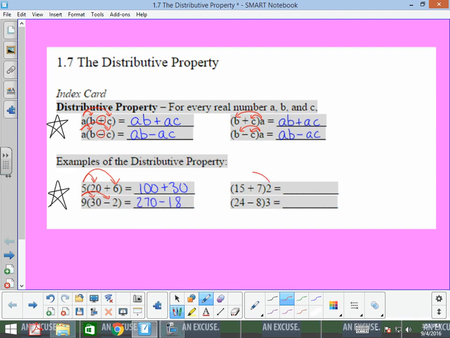Here we're multiplying 2 times 15 and then 2 times 7. So that's 30 plus 14. Remember, we're multiplying. 3 times 24 and then 3 times 8. So that's 72 minus 24. So just some examples of how you can use the distributive property whenever there's all numbers. But remember, again, there has to be addition inside the parentheses or subtraction inside the parentheses.